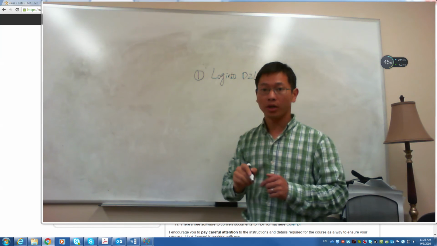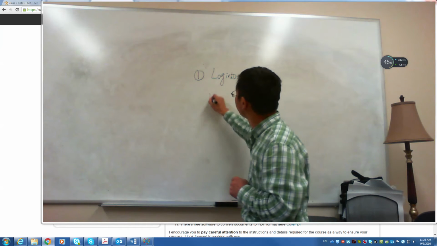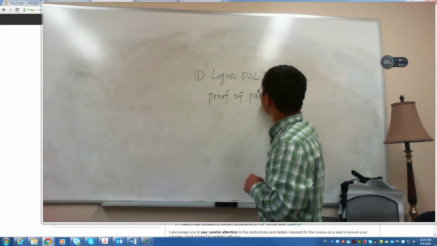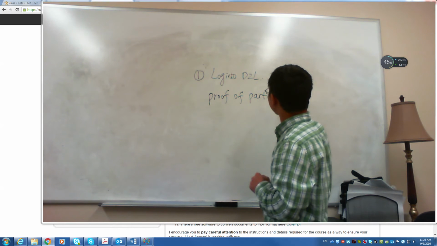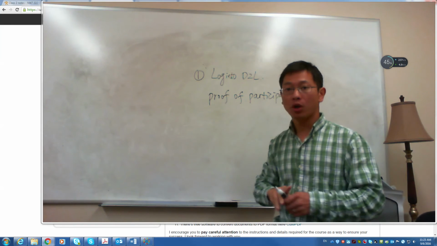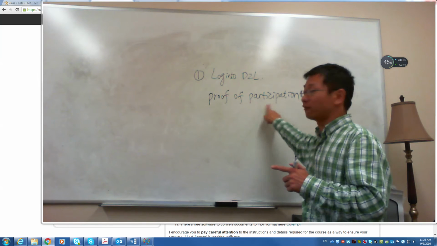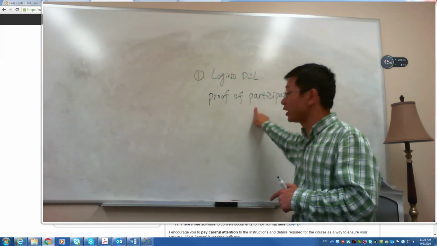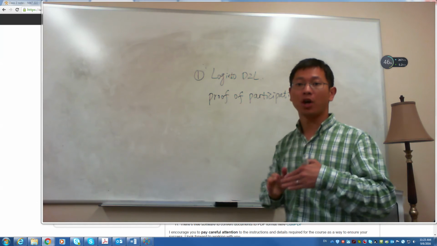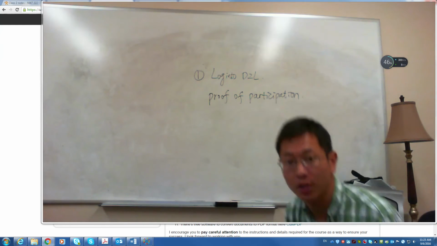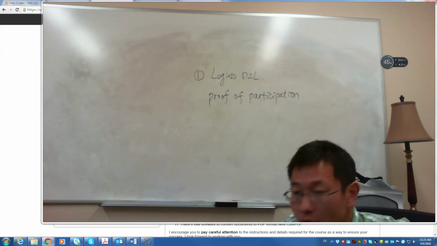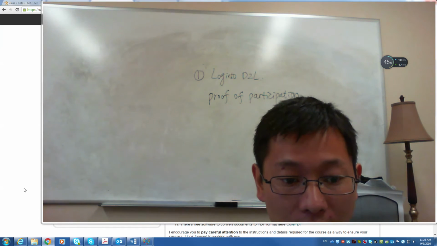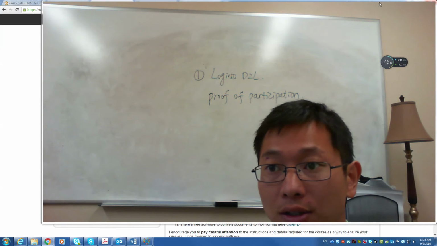Then you need to finish the proof of participation. I will show you where the proof of participation is. This is kind of like class attendance. If you do not finish the proof of participation, you will be automatically dropped from the class. You're going to be kicked out of the class, okay? So you have to finish the proof of participation as quickly as possible. And this is where it is.